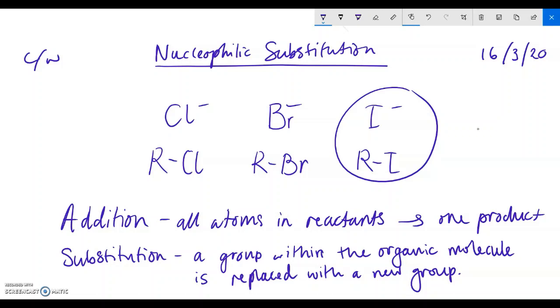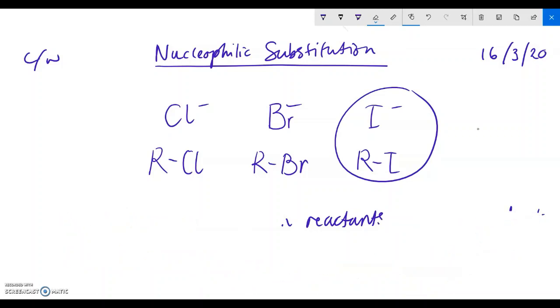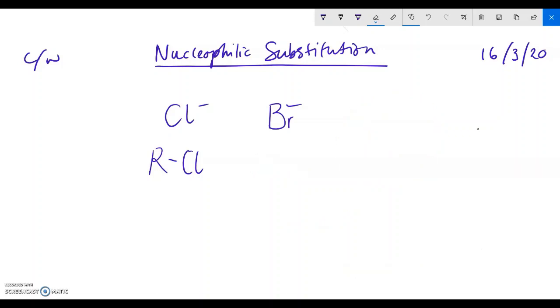It doesn't necessarily give us an idea of how this is going on, and in order to do that, we need to look more carefully at the halogenoalkanes themselves, and to have a look at their general structure and try to deduce how they are going to react.